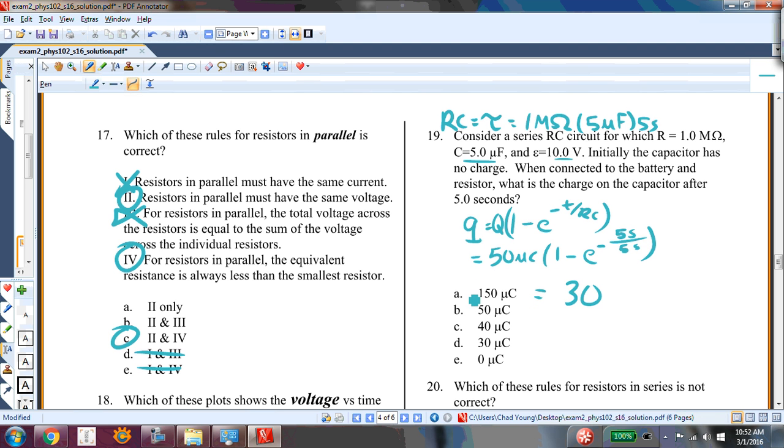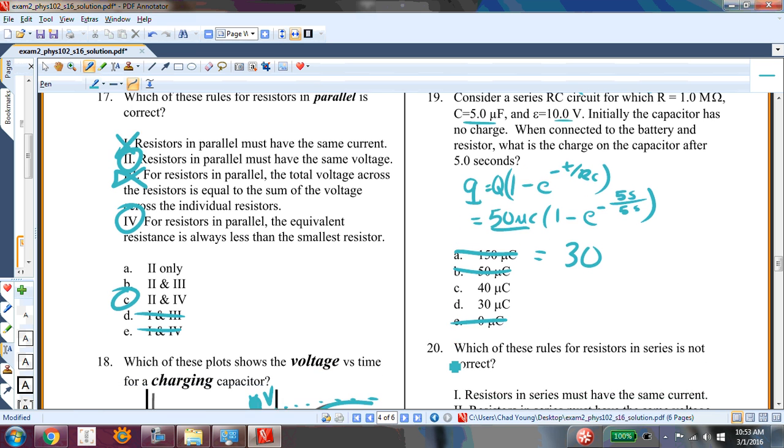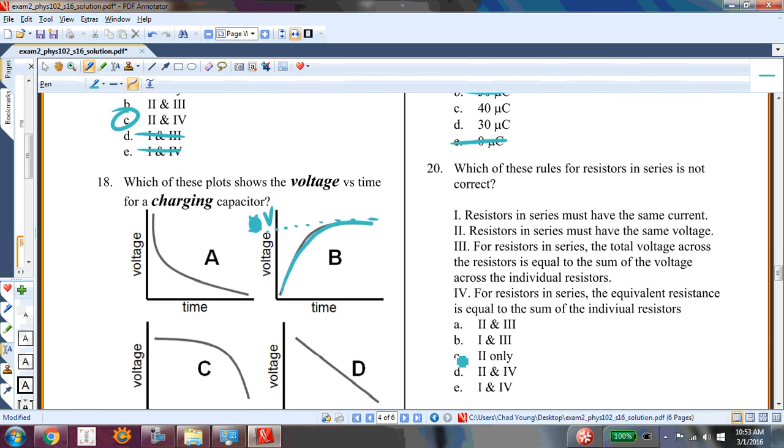Notice, by the way, that I could get rid of several answers. I could get rid of this answer. I could get rid of this answer because the maximum it can be is 50. I could also get rid of this one. The charge will approach 0 but not actually reach it. Certainly not after 5 seconds. Well, we would say that it has 0 coulombs of charge after a time of 50 seconds, which is a time of 10 time constants.